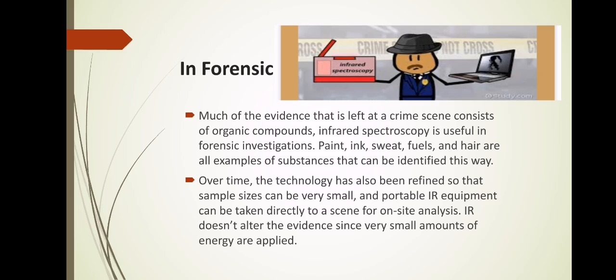In forensics, much of the evidence left at a crime scene consists of organic compounds. Infrared spectroscopy is useful in forensic investigations. Paint, ink, sweat, fuels, and hair are all examples of substances that can be identified in this way. Over time, the technology has been refined so that sample sizes can be very small and portable, and infrared equipment can be taken directly to a scene for on-site analysis. Infrared does not alter the evidence since very small amounts of energy are applied.